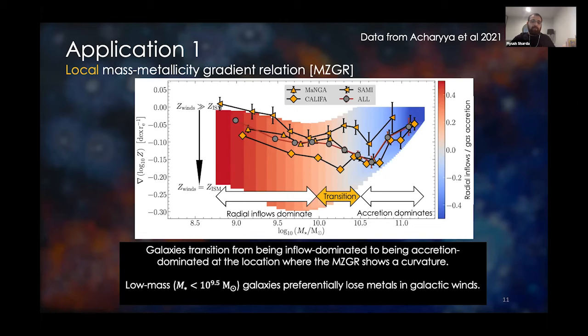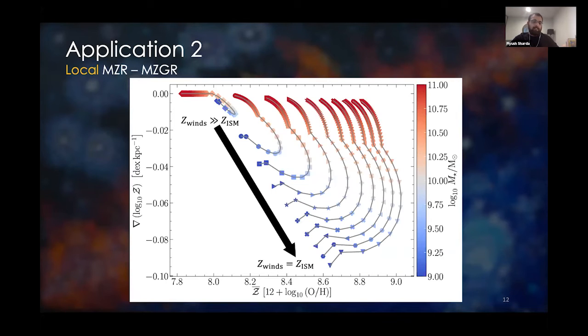Another thing that we can do is not only look at the metallicity gradients, of course, but we can also look at the integrated or global metallicities of galaxies together, which is already very well known as the mass metallicity relation, or the MZR. But something that is not really explored is how the metallicity gradient looks as a function of the global metallicity in local galaxies.